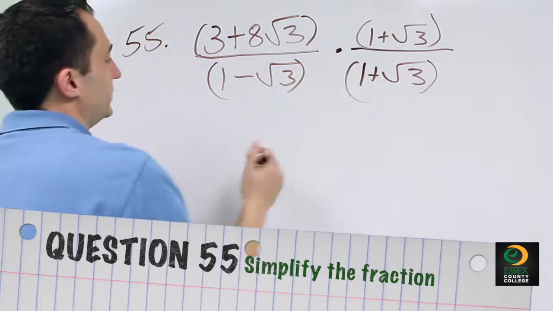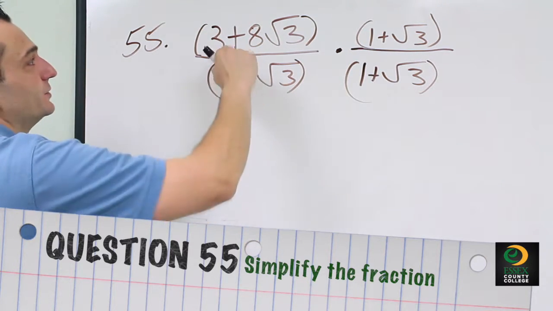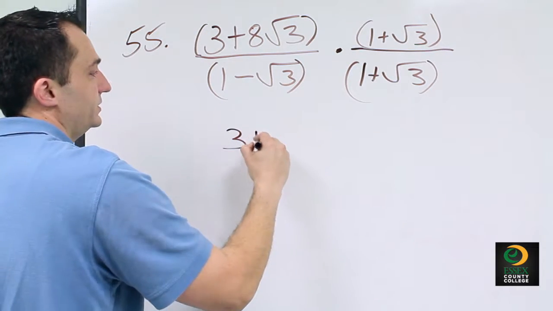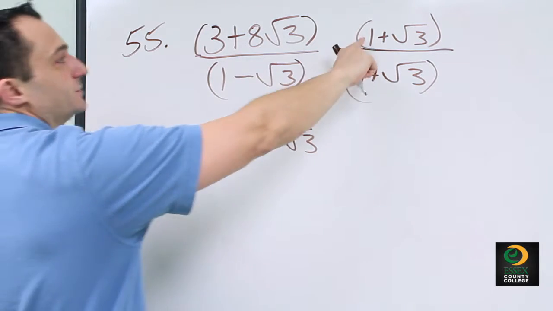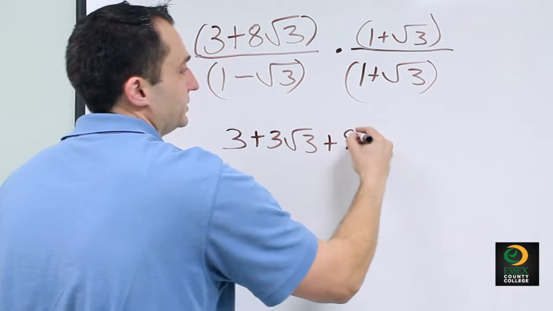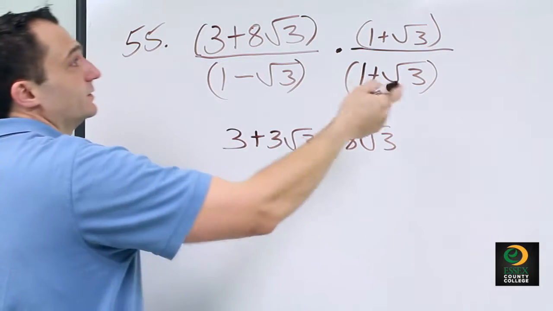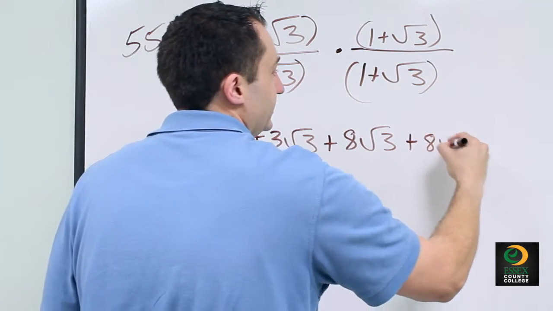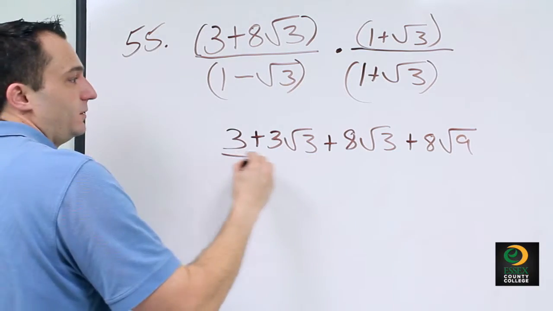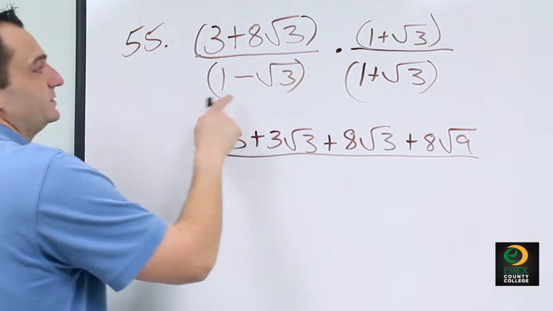So 3 times 1 gives us 3. Our outer, 3 times radical 3, becomes plus 3 radical 3. Our inner is 8 radical 3 times 1, which becomes plus 8 radical 3. And then our last is 8 radical 3 times radical 3, which becomes 8 radical 9, all over the same thing on the bottom.